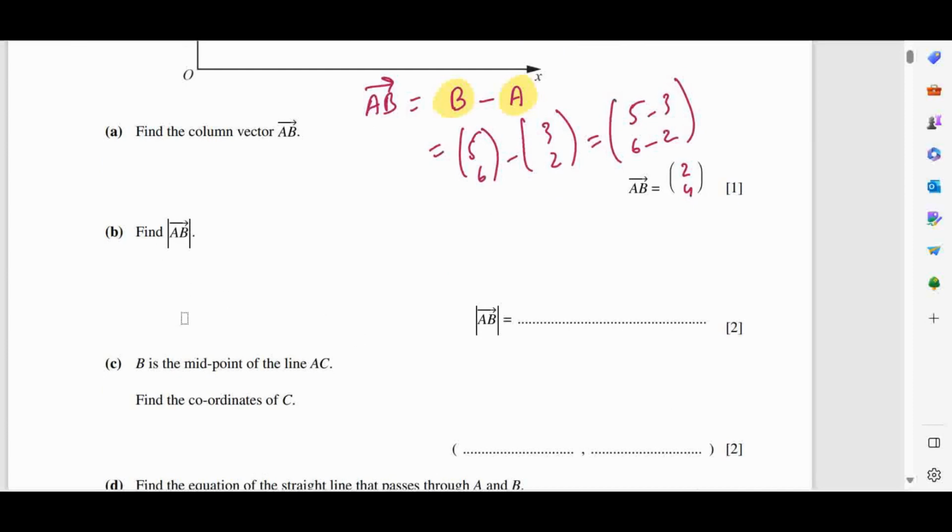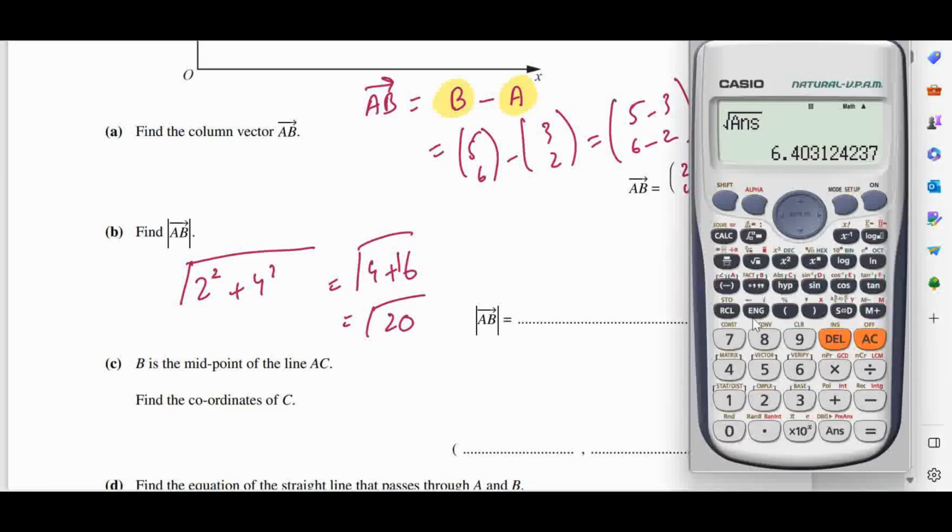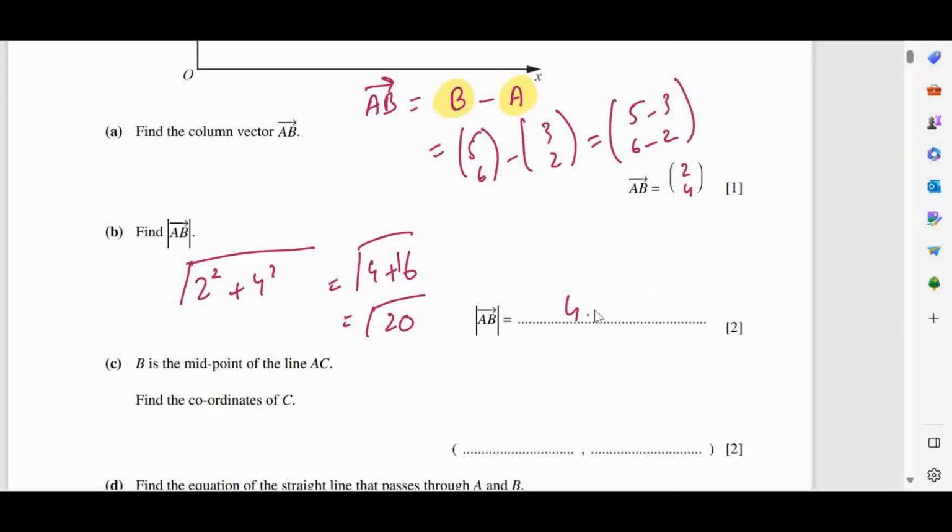Now find the magnitude of vector AB. Again we can see this is the symbol of magnitude. So we can write it as square root of 2 square plus 4 square. So this will be 4 plus 16 and this will be 20. So square root of 20 will be equal to 4.47. 4.47 will be the final answer.